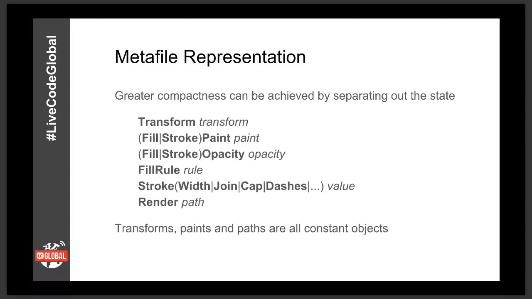Okay, so another thing I should point out here, once you've done all this, what ends up happening is the transformations you're making, the paints you're using, a paint is like a color, a gradient or something like that, something that provides pixel values to put inside paths, and paths, they all become constant objects. They're fixed at the point you actually compile the SVG.